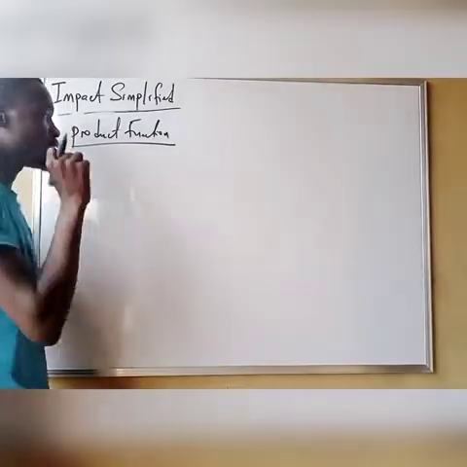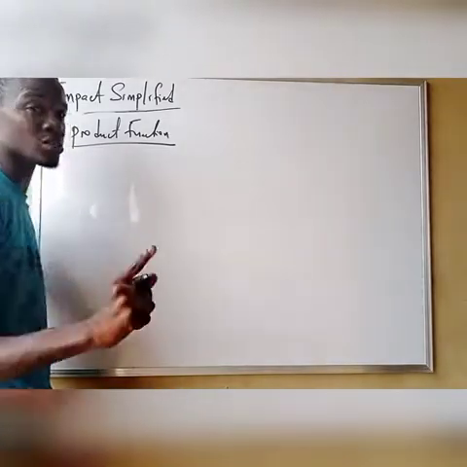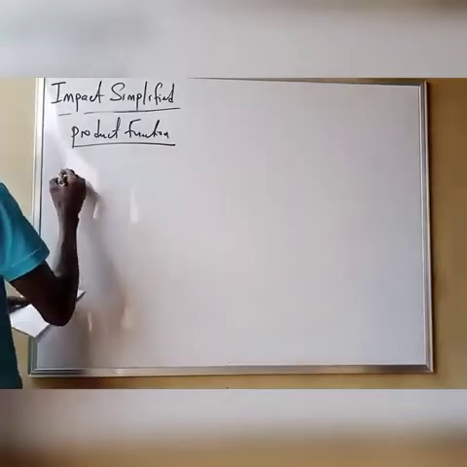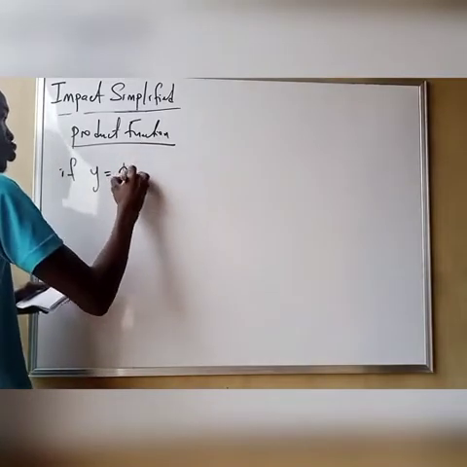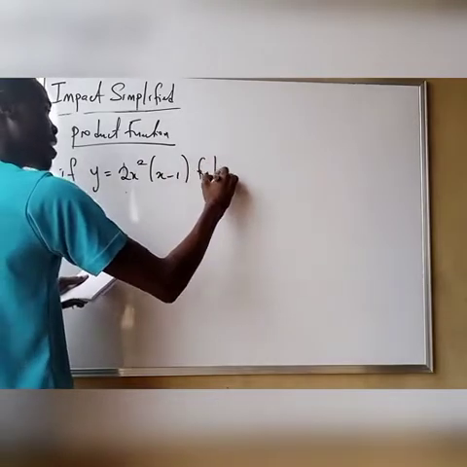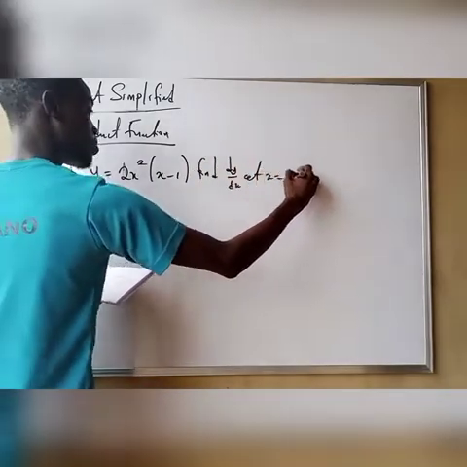Because for JAMB, the basic thing you need to know is you must make use of 40 seconds to solve a single question. So that means we need to look for other shortcuts. Now let's look at this. They say if y is equals to 2x squared into x minus 1, we should find the value of dy/dx at x is equals to minus 1.